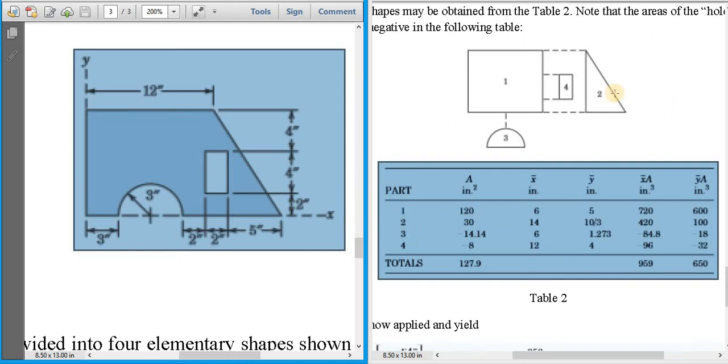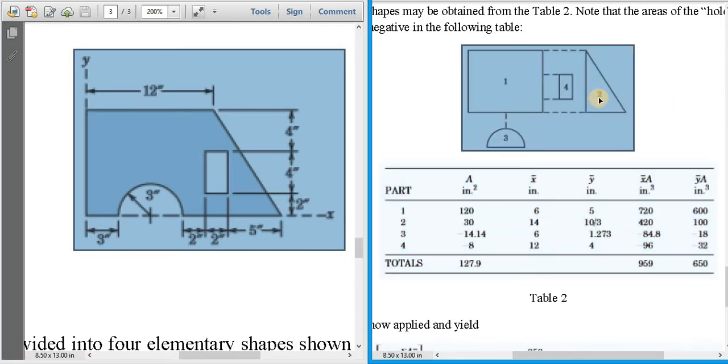For area 2, this is area 2. As you all know, the area of a triangle is 1/2 base times height. The base here is 7, so 1/2 times 7 times 10. The answer is 30. Then the semicircle, as I said earlier, is 1/2 of pi r squared. Okay? 1/2 of pi, where pi is 3.14, and r squared is 1.5 squared.